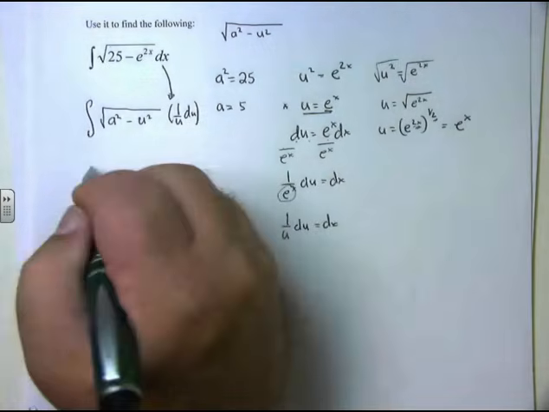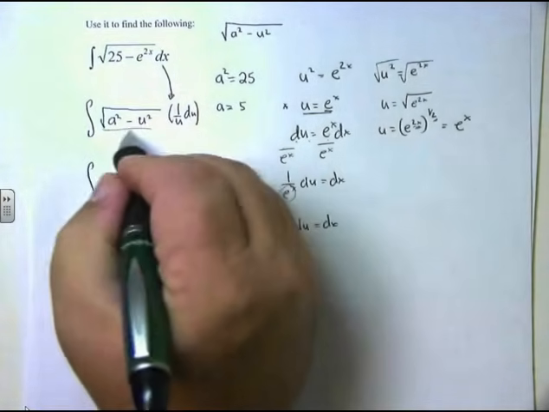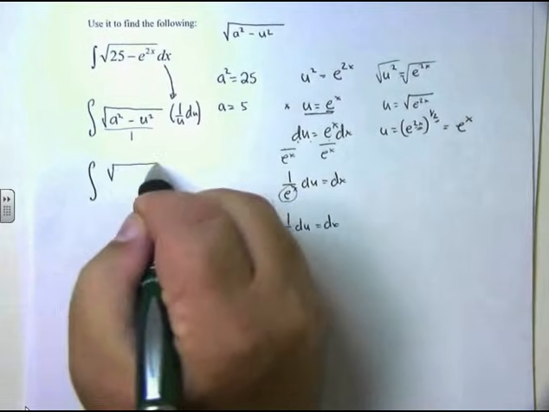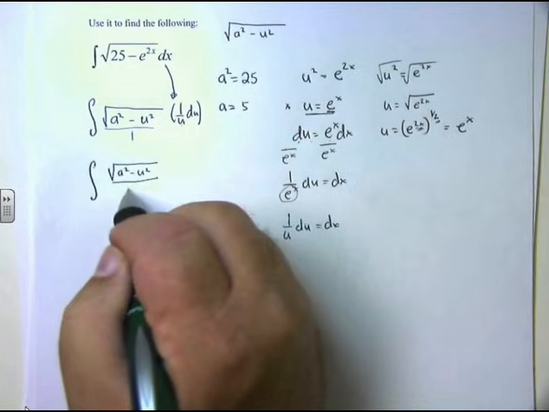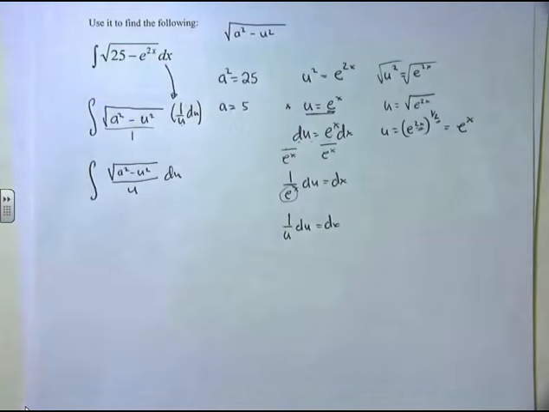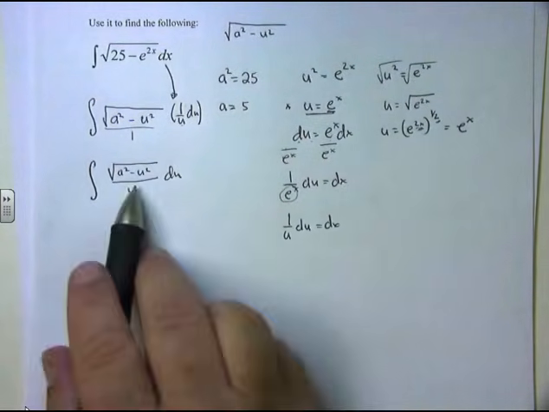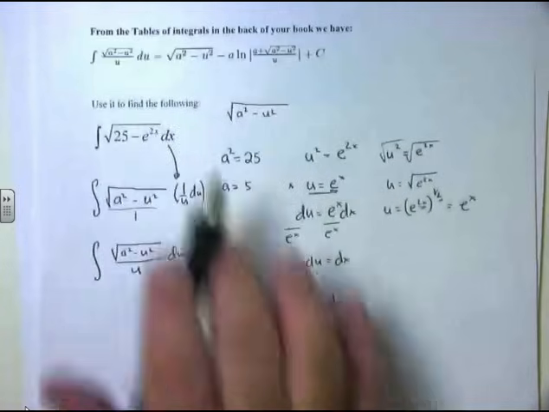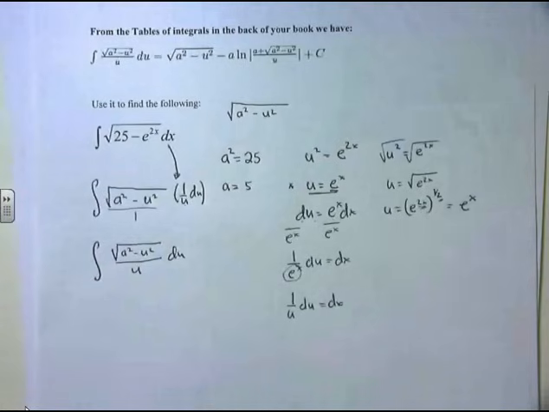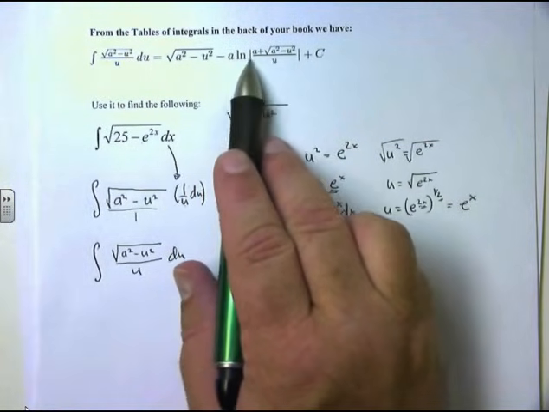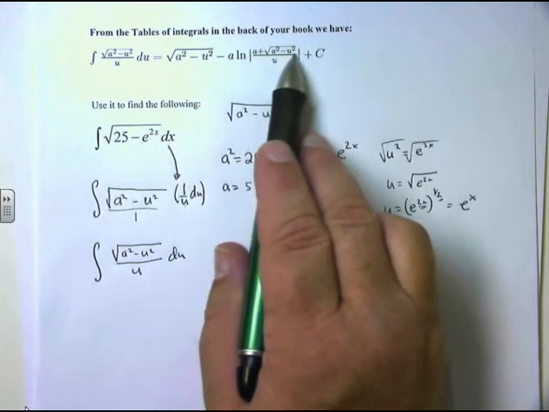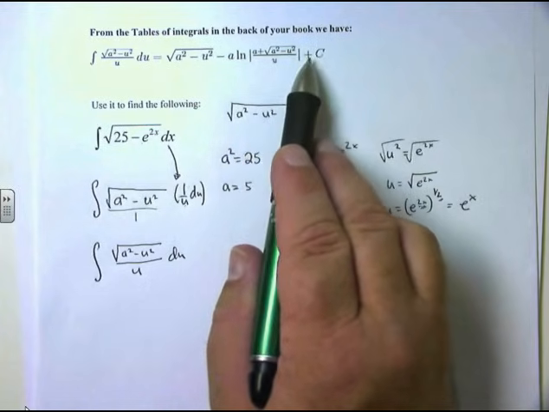Now, we want to clean this up. So make this a fraction over 1, multiply numerators. This will be the square root of a squared minus u squared over u du when you clean it up. And this is the form that you'll be looking for, which I just so happen to pull off the table for you guys. This is the square root of a squared minus u squared over u du, which is equal to the square root of a squared minus u squared minus a times the natural log of the absolute value of a plus the square root of a squared minus u squared all over u, plus a.